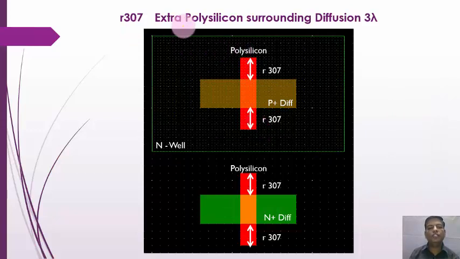Then R307, extra polysilicon surrounding diffusion, 3 lambda. Diffusion and polysilicon extra surrounding layer should be 3 lambda. 1, 2 and total 3 lambda. So this distance should be 3 lambda. Have you got it? Both sides 3 lambda, 3 lambda, 3 lambda.